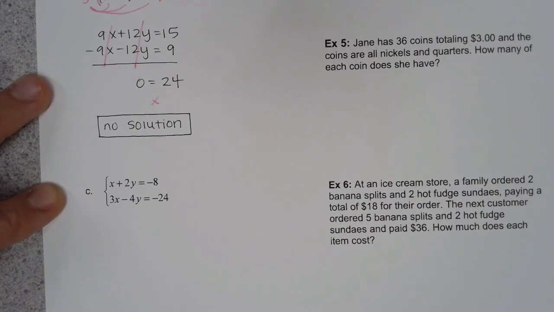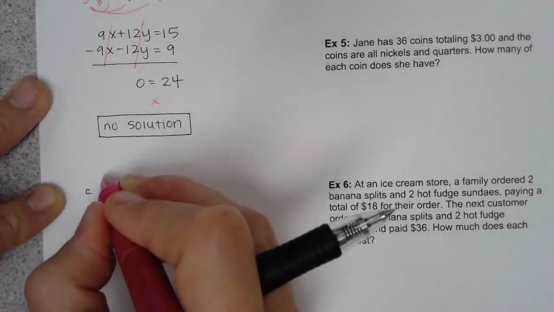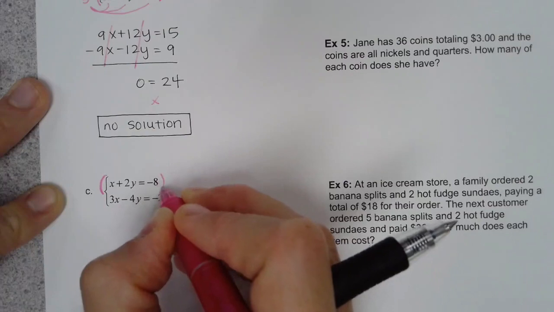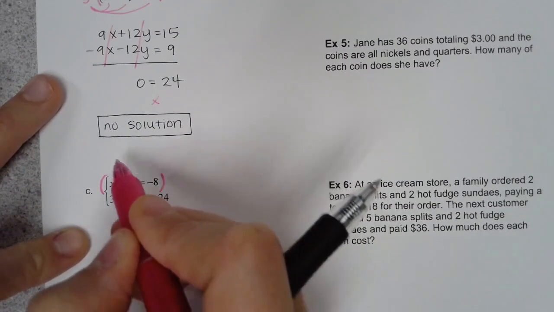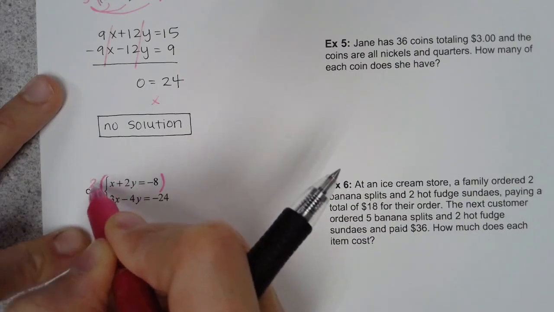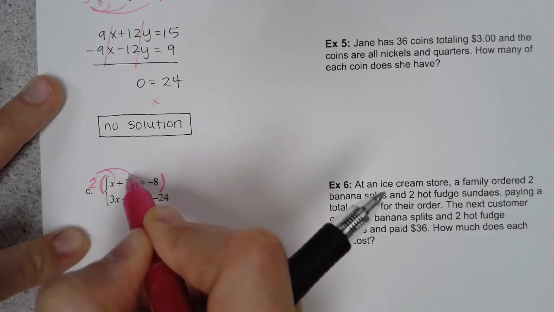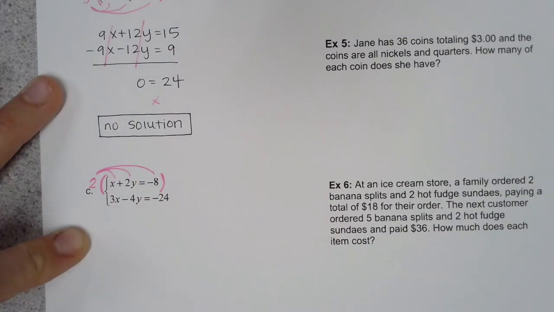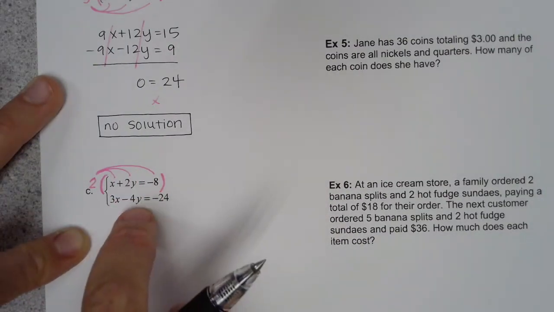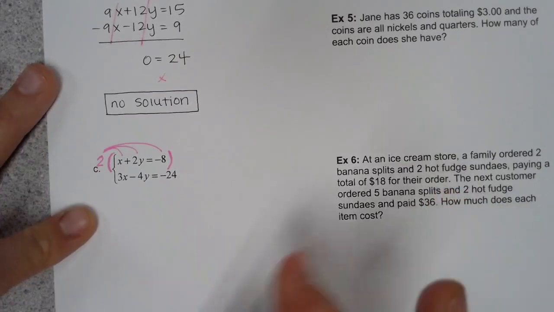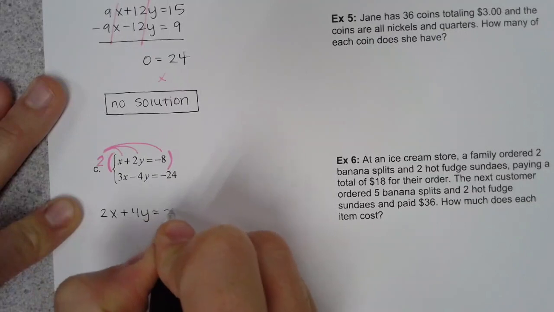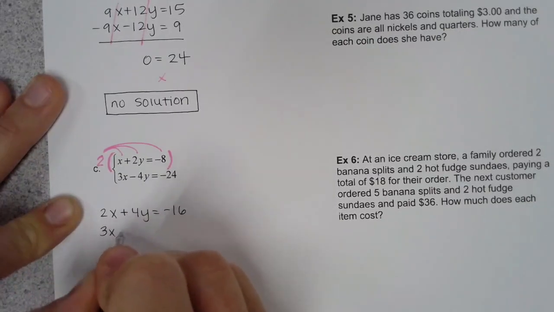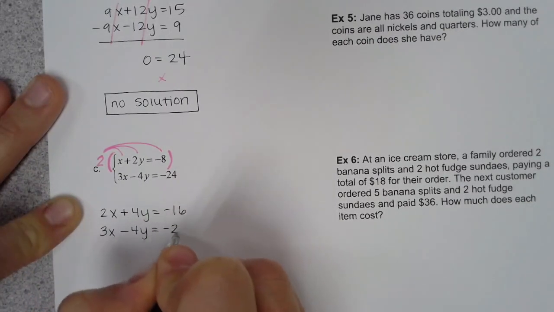On example C, let's see, how about I cross the y's out on this one first? I'm actually going to multiply the first equation through by something on this one. To make the y's be opposites, this one's already negative, and it's a 4. So to make the y's be opposites, I would multiply this one through by a positive 2, because that would make the y on the top turn into positive 4. It would be the opposite of negative 4, and then my y's would be the ones that cross out. So my top equation would turn into 2x plus 4y equals negative 16, and then the bottom equation stays the same on this one.